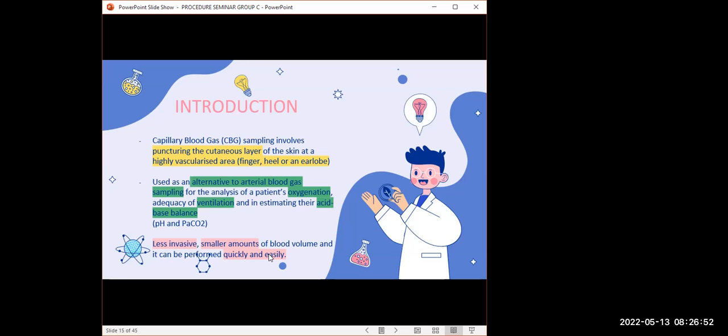It is an alternative to the arterial blood gas to analyze patient oxygenation, ventilation, and also acid-base balance. The good thing is that it is less invasive, needs a smaller amount of blood, and also can be done quickly and easily. Next slide.